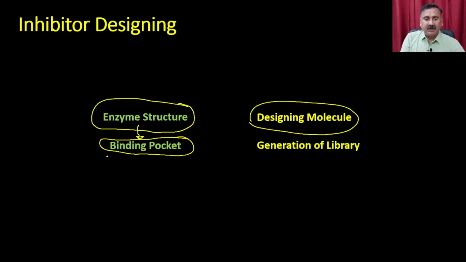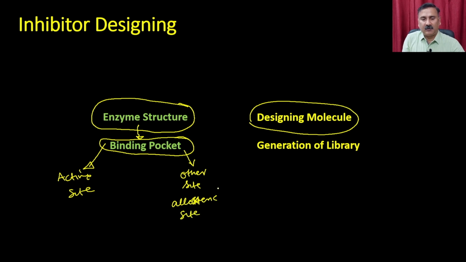When we discuss the different types of inhibitors, you will understand that the binding pocket could be the pocket where the substrate is binding. That pocket is called the active site. Or the binding pocket could be another site, which is called the allosteric site. So it could be either the active site or the allosteric site, and you will understand what is meant by the allosteric site and active site.